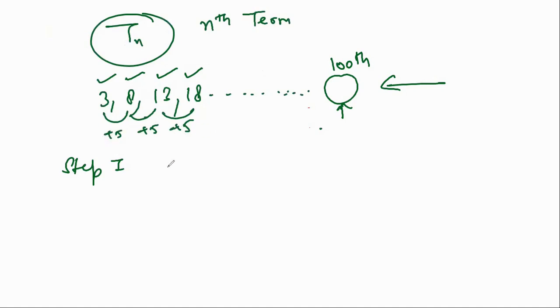So here we are adding. The first step is to get the common difference. So the common difference is 5. Okay, so the first step is to find the common difference. It could be in plus, it could be in minus. So the common difference is 5 here, right?